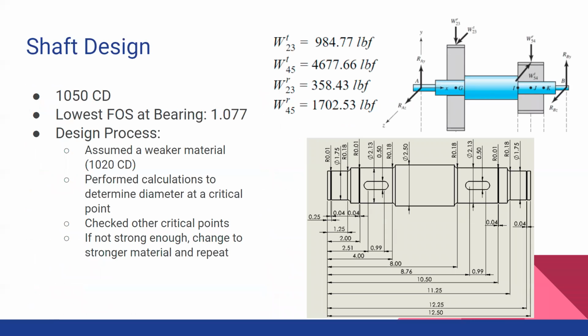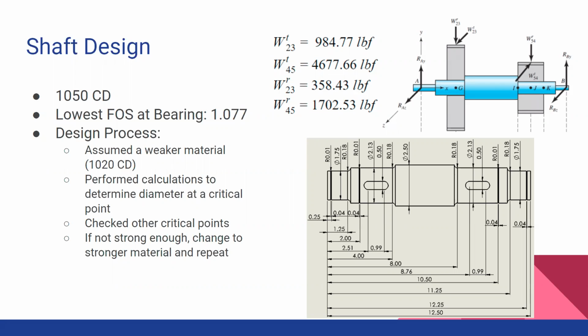So for the shaft design, we decided to go with the 1050 CD steel. The lowest factor of safety was located at where the bearing resides, which is 1.077. For our design process, we first assumed a material, preferably a weaker material. In our case, we went with 1020 CD steel.